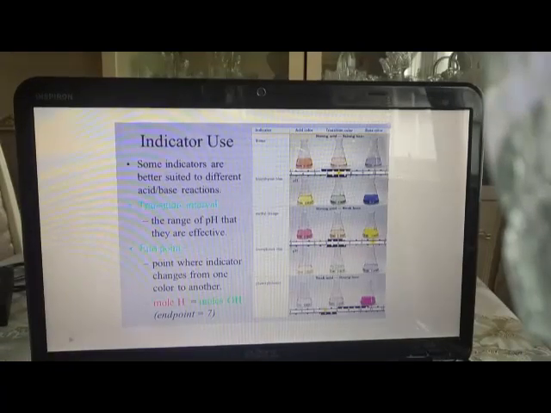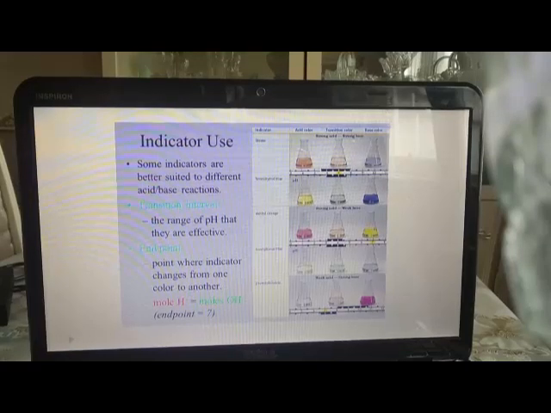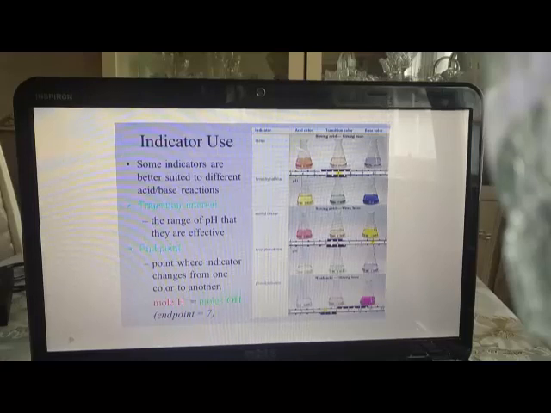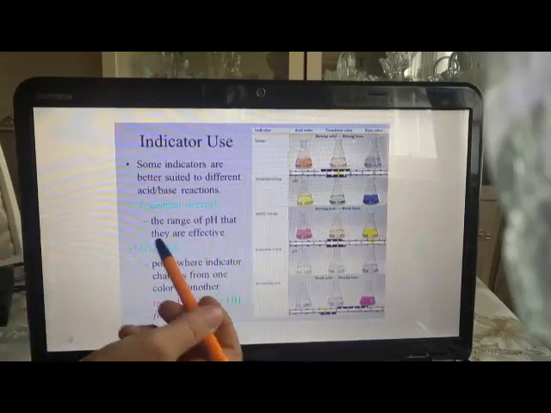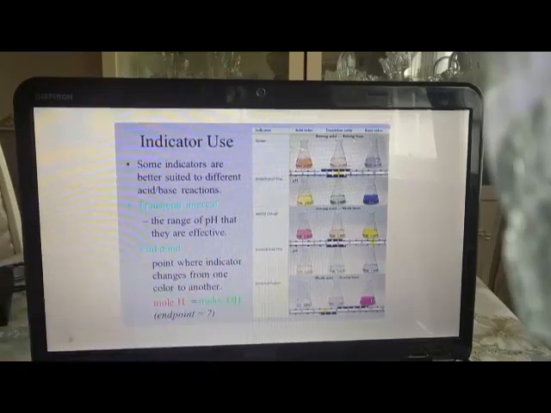Indicators, as we see from before, change color depending on the medium, depending on the pH and other parameters. Some indicators are better suited to different acid-base reactions. Indicators have a transition interval. It's a range of pH in which they are effective. And they have the end point. The end point is the point where the indicator changes from one color to another color.